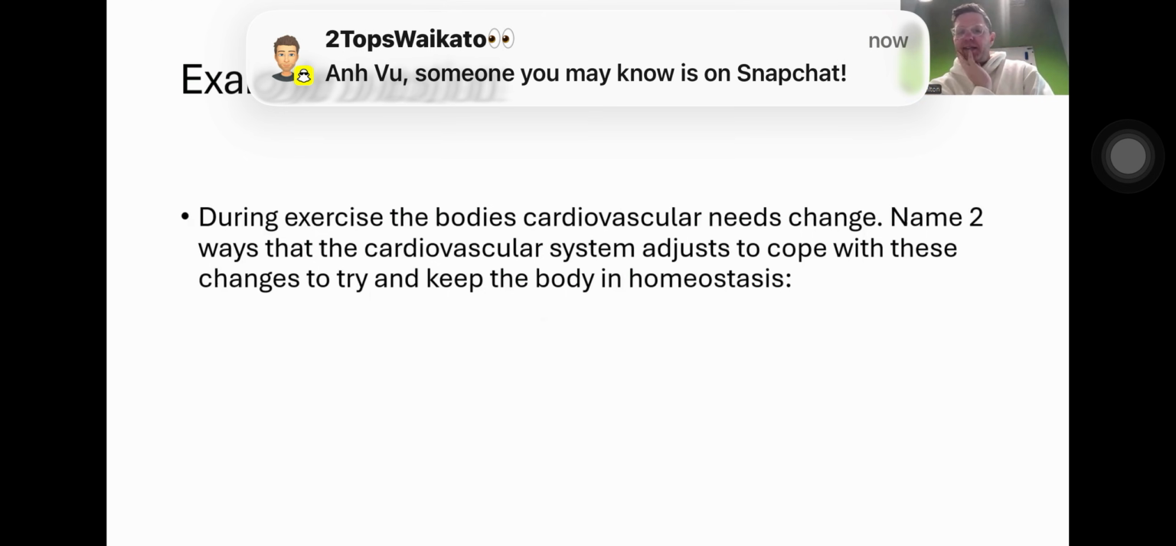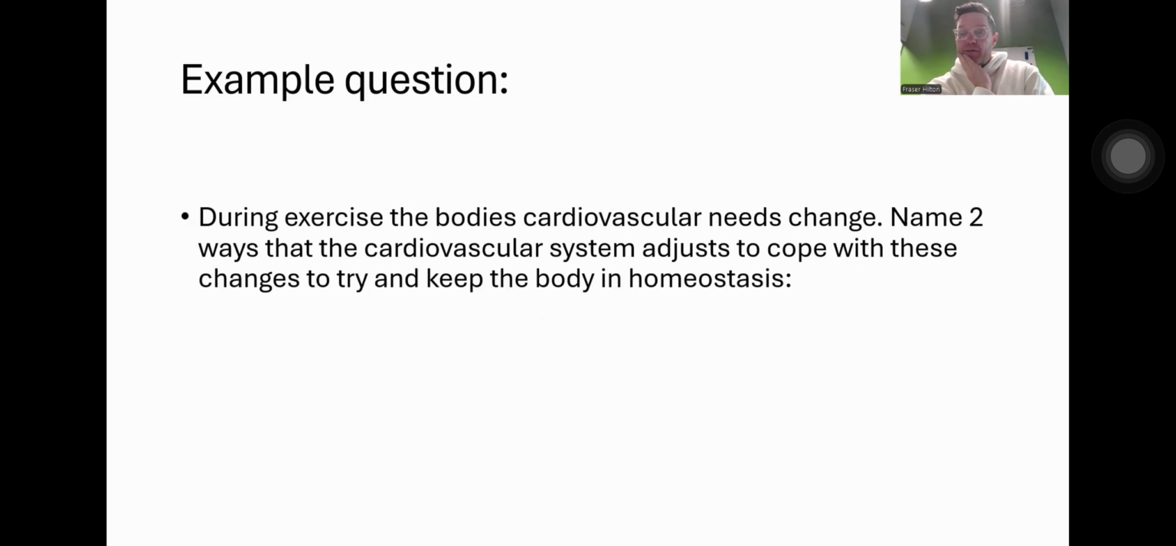So we need to understand that our cardiovascular system changes when we exercise. Yes, we're probably all aware of that pretty well. So 2 ways that our cardiovascular system adjusts to cope with this. Okay, so you think about if you're exercising, what things would happen. If you don't like exercise, just think about times when you had to run for the bus, or times when you're late for class or something like that. Yeah. So responses in your body would be things like my heart rate increases.